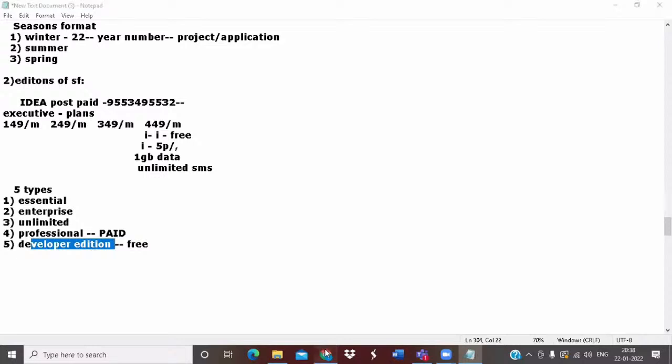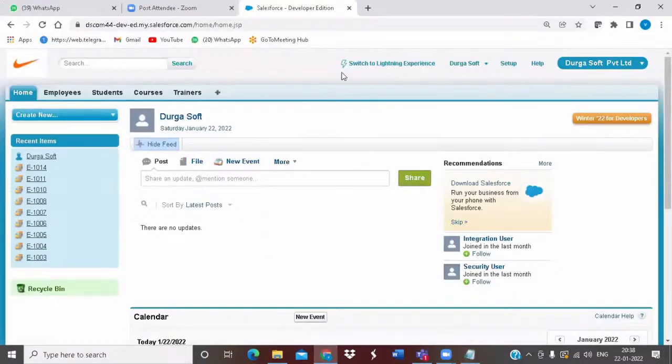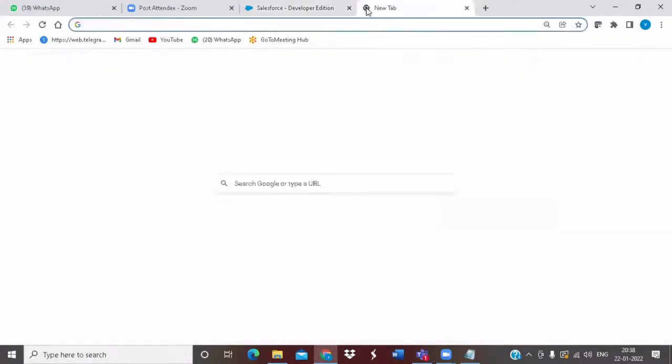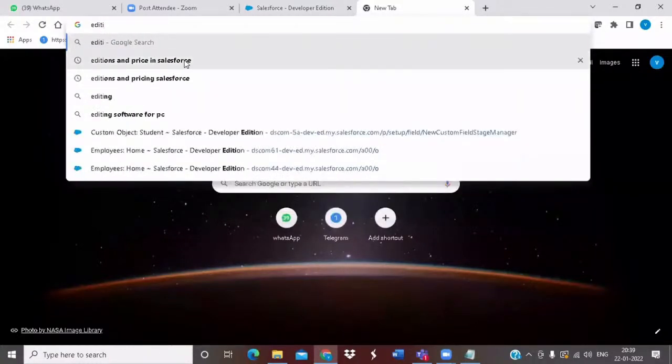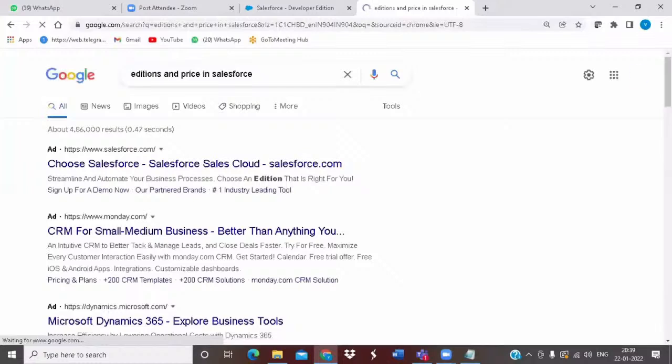See, guys, I think a couple of days back I already discussed this. Remember? Yes. Developer edition. Editions and prices in Salesforce.